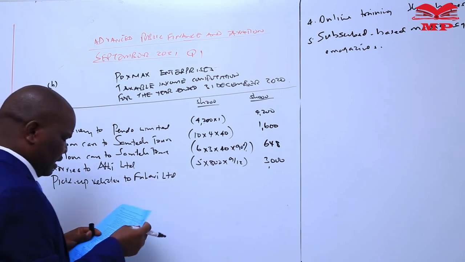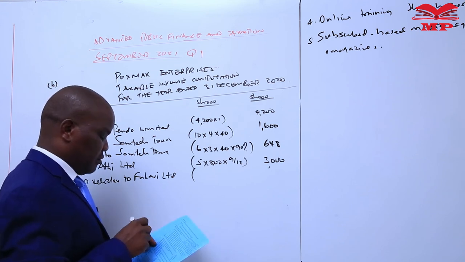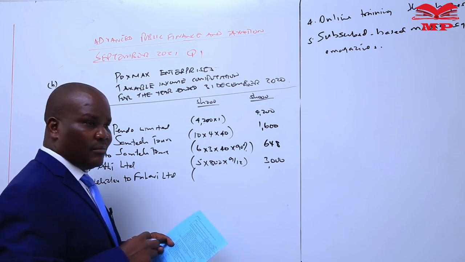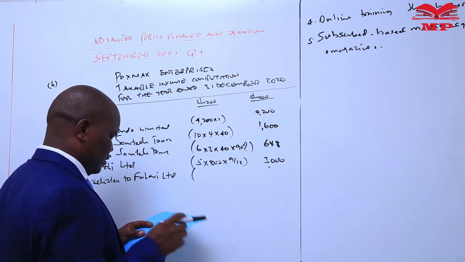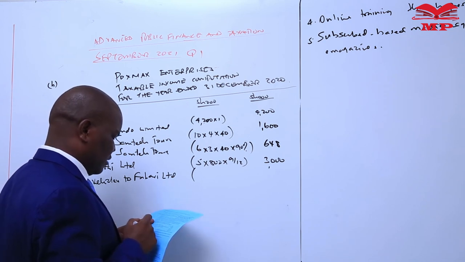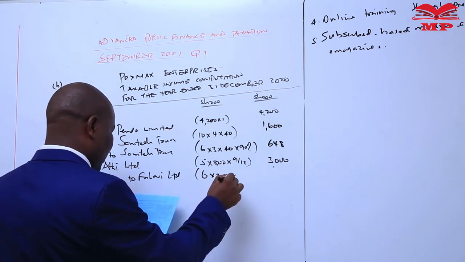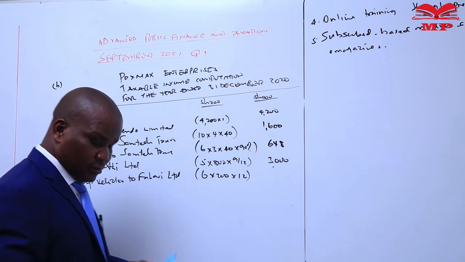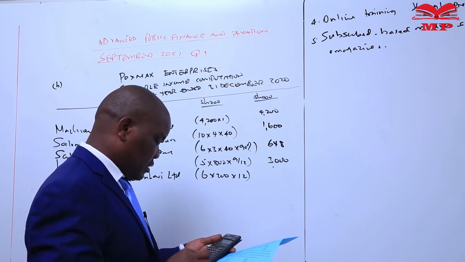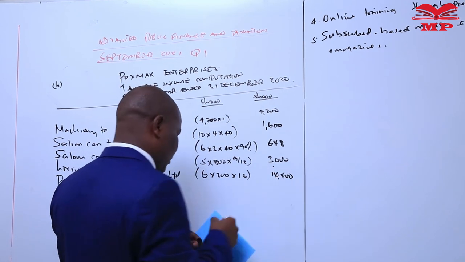Now this was an export, but because we are told up here this is a resident company, we know from the concept of tax residence that a resident taxpayer is taxed on their income from Kenya and from outside Kenya. So as much as this was a lease to a Rwandese lessee, it would still be taxable income on Proxmax Limited. So we shall do 6 by 200 by 12. So we work it out. That is 14.4 million. So we write here 14.4 million.